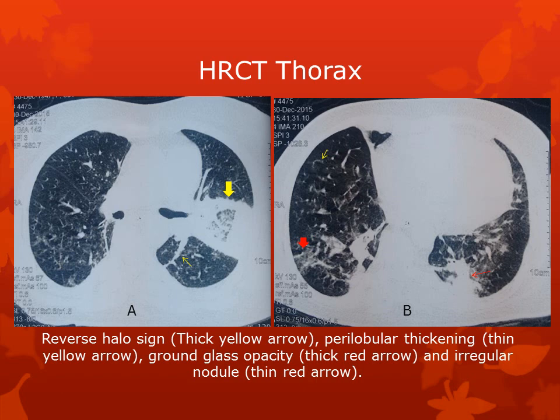The second cut shows a reverse halo sign in the left upper lobe. Thick-walled consolidation surrounding an area of ground glass. There are linear thickened interlobular septa which has got an arcade appearance.